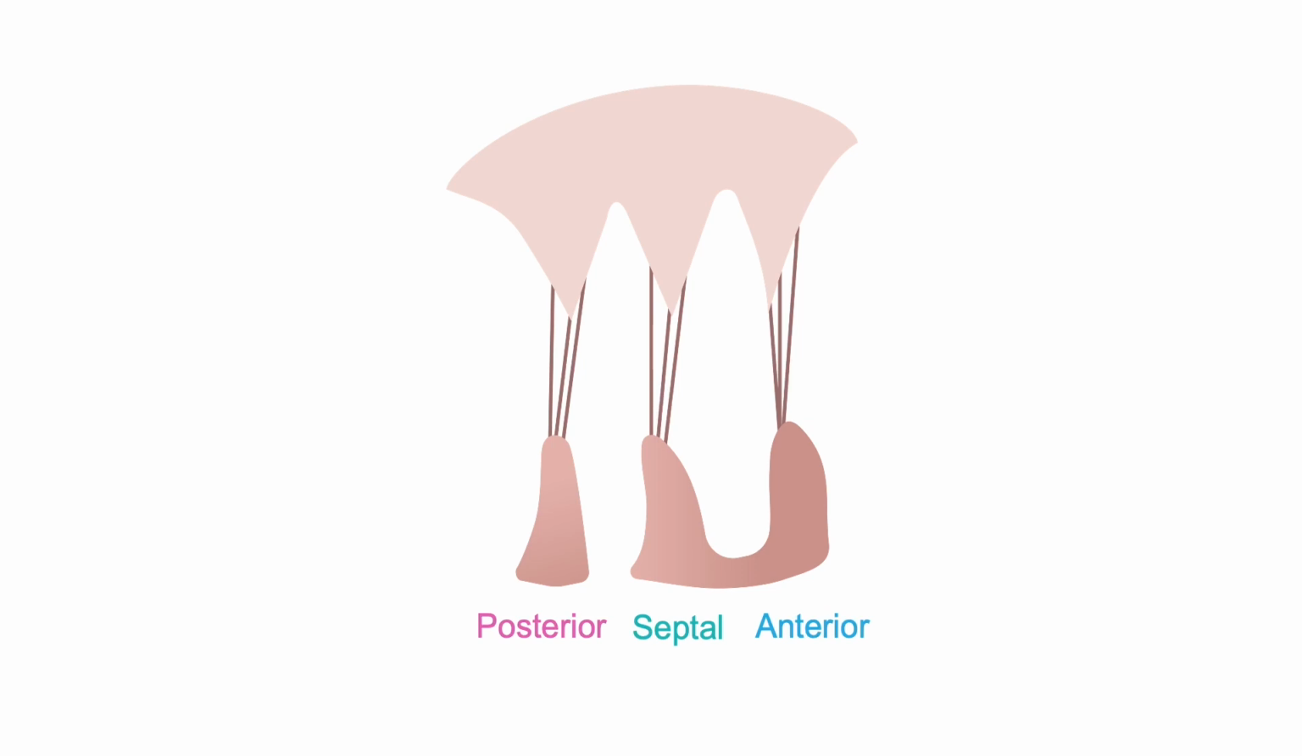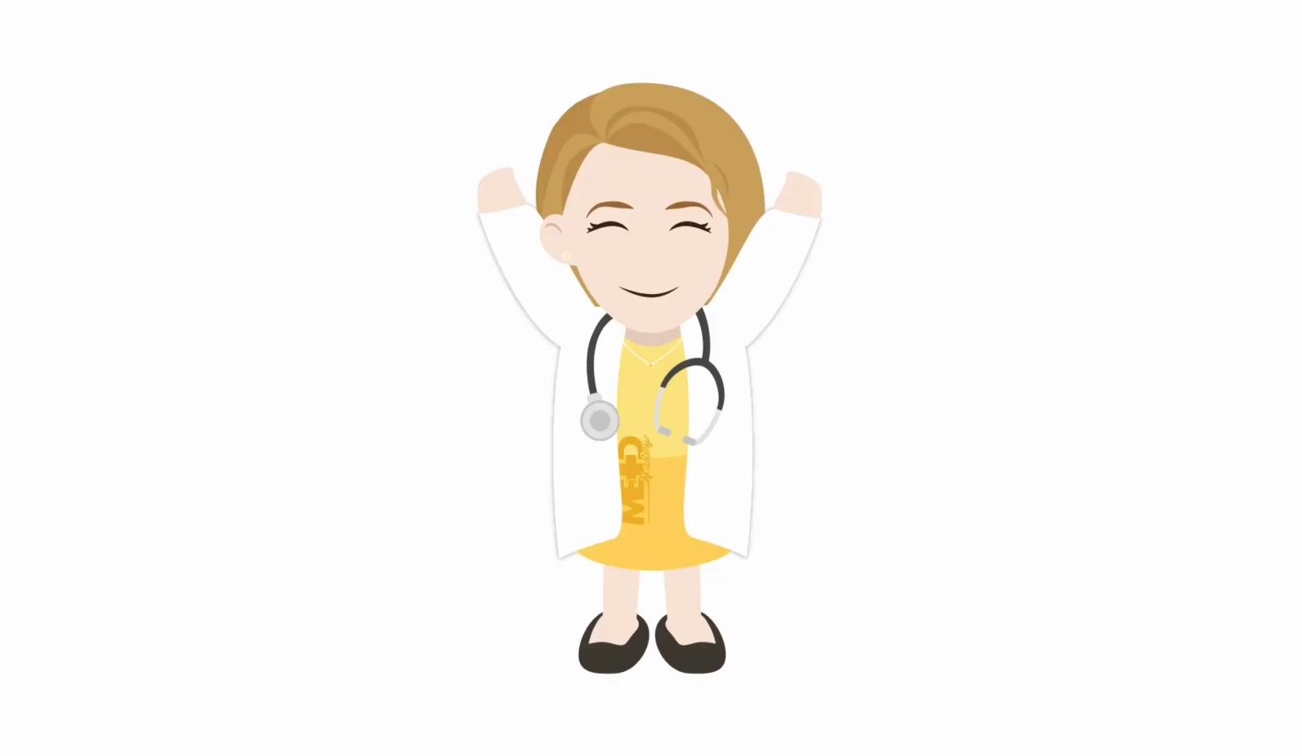In addition, the septal and anterior papillary muscles are connected by the moderator band. Good job. Now you have a better understanding of the characteristics that make the tricuspid valve so distinct from other cardiac valves.